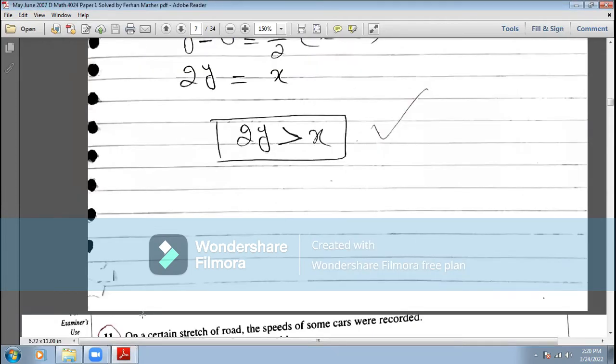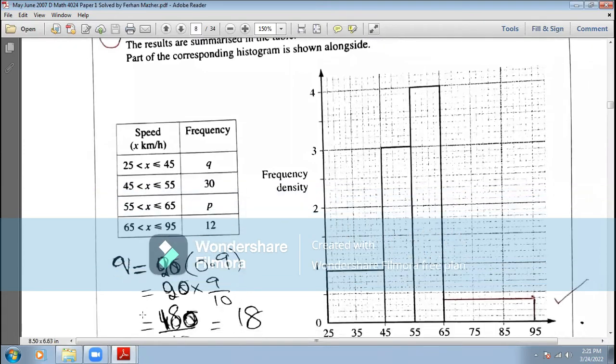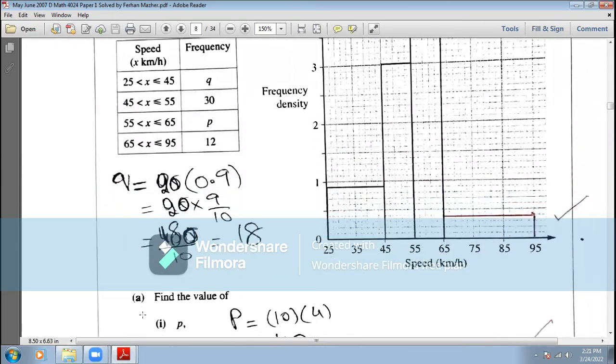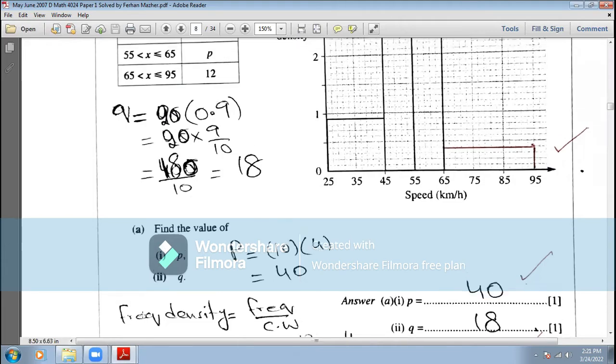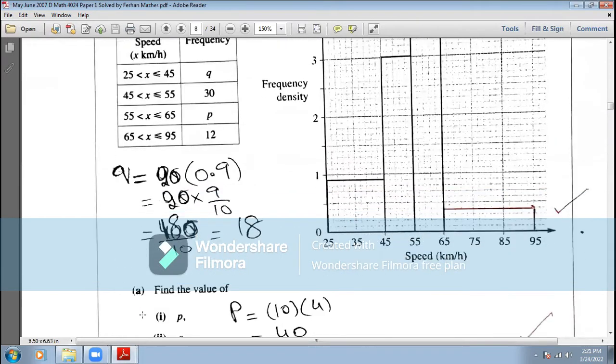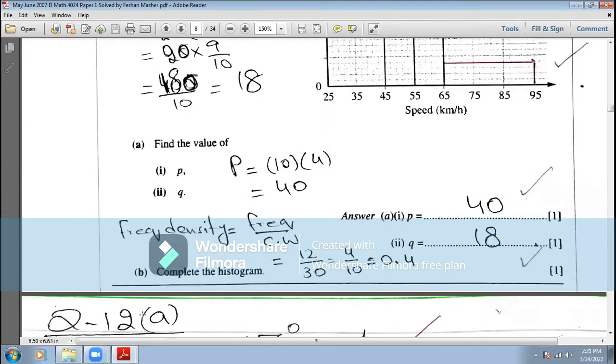So let me show you. I have done this on paper. Okay, so here you can see. The Q value you can find by multiplying 20 with 0.9, so 20 into 9 by 10, that will be 180 divided by 10, which is 18. In the same way, if you want to find the value of P, that will be 10 multiplied by 4, and that will be 40. So the P value is 40 and the Q value is 18.